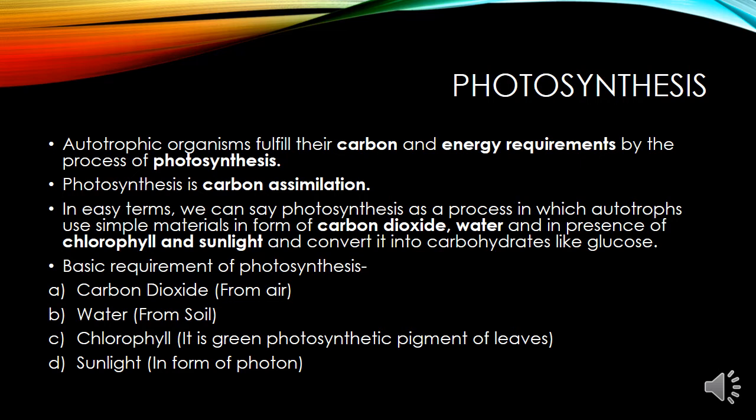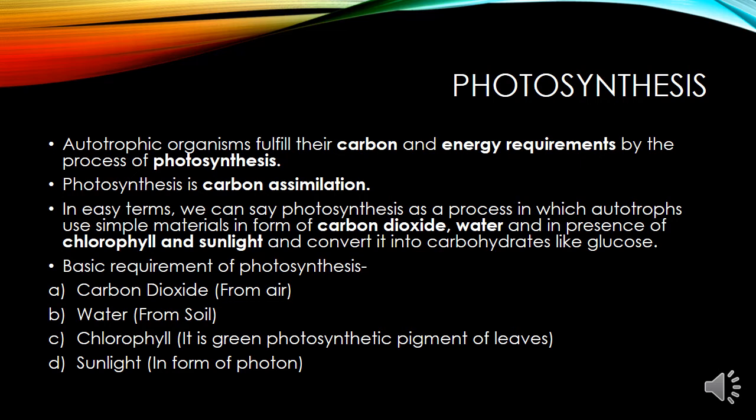As you know, the sun is the most important source of energy in this universe. Now the question is how to trap that sunlight. That process is done by green plants. Green plants trap solar energy and convert it into carbohydrate or food. So in easy terms, we can say that photosynthesis is a process in which organisms use simple materials in the form of carbon dioxide and water, and in the presence of chlorophyll and sunlight convert them into a simple carbohydrate like glucose.